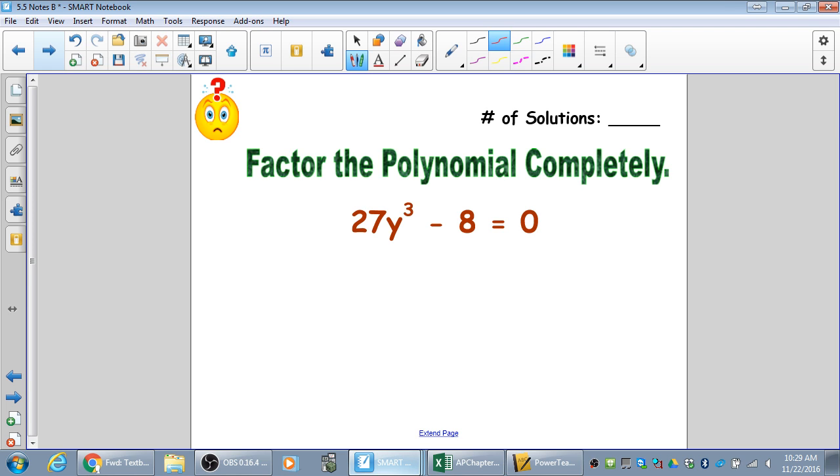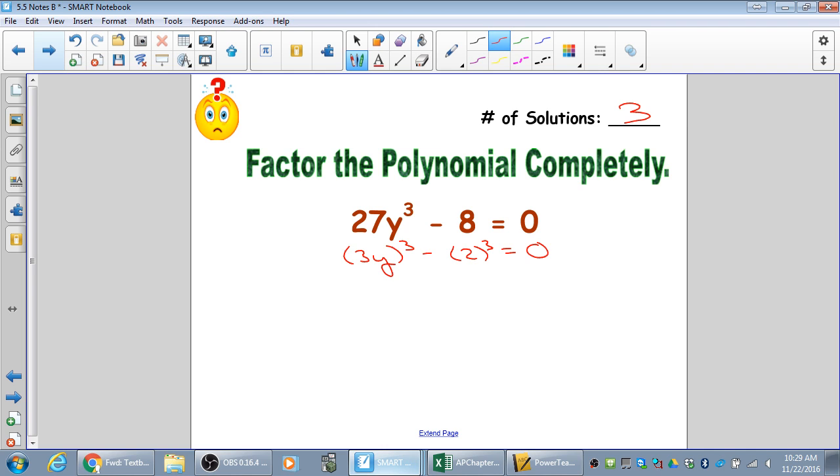The fundamental theorem of algebra says if you have a polynomial of degree n, you have n factors. You have n solutions. This polynomial has a power of 3, so we need 3 solutions. This is the difference of two cubes. The A is 3y. The B is 2. So I can write that as 3y to the third minus 2 to the third. There's your A and your B.